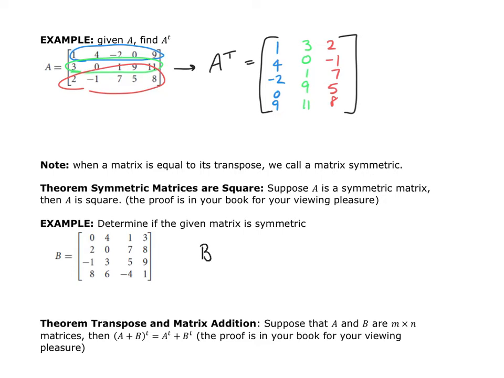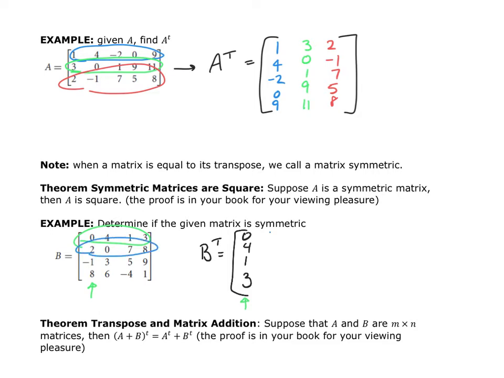So what we do is we find B transpose. This is going to be 0, 4, 1, 3. That's my first row becoming my first column. Now I can see that this column does not match this column of the original. So I can tell you that even though the matrix B is square, it is not symmetric. But we'll go ahead and continue with the transpose.